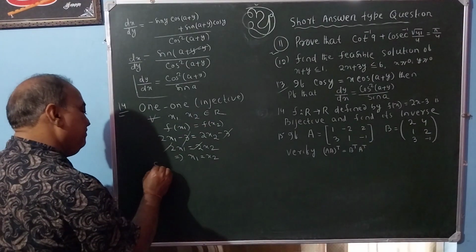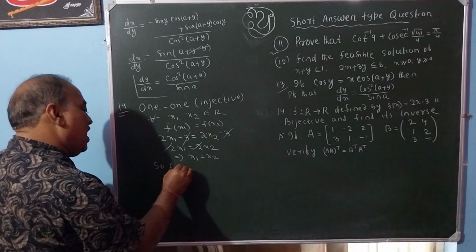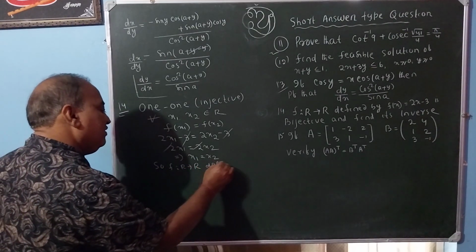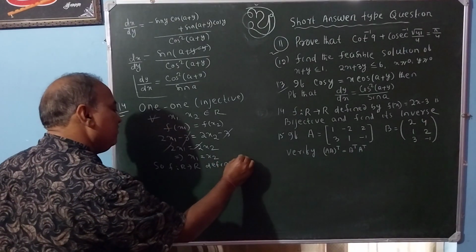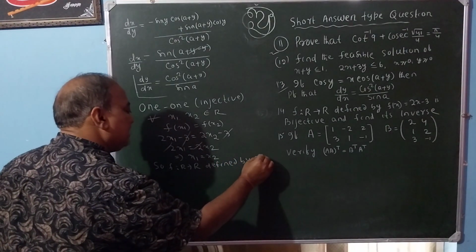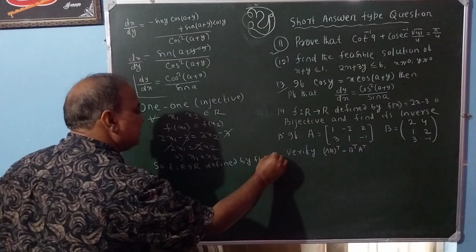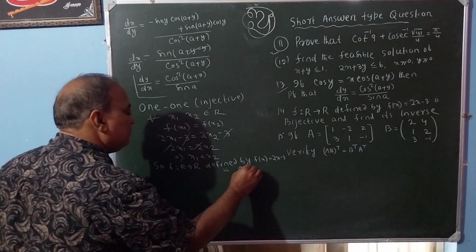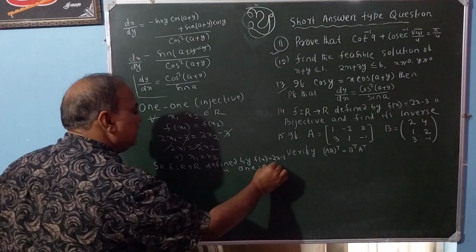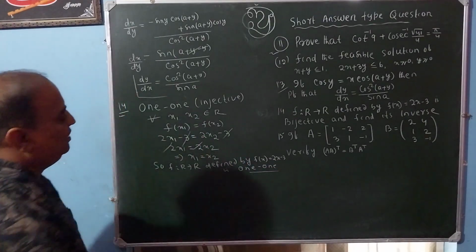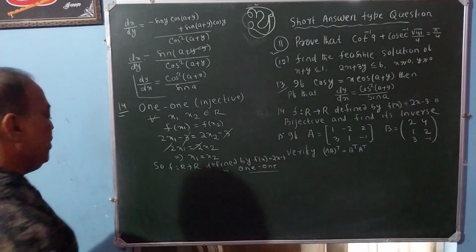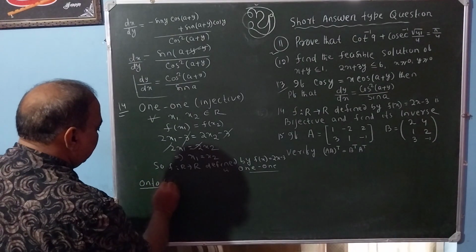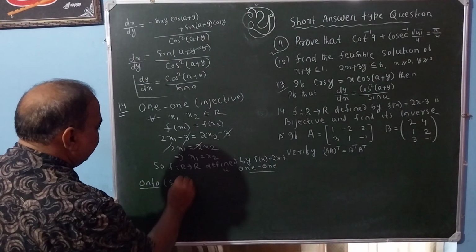So f is a mapping from R to R defined by f(x) is equal to 2x minus 3 is one-one. The one-one property is satisfied. Then onto means surjective. Surjective, write down surjective.